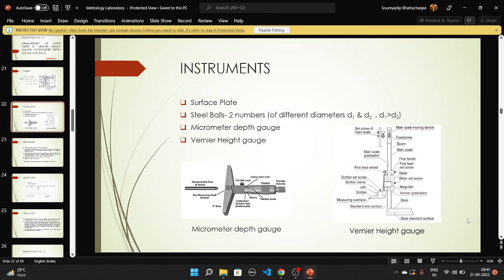And the vernier height gauge, it looks like this. The vernier height gauge also will be given, this instrument. Vernier height gauge will help you to find the measurement of H3 and H2.